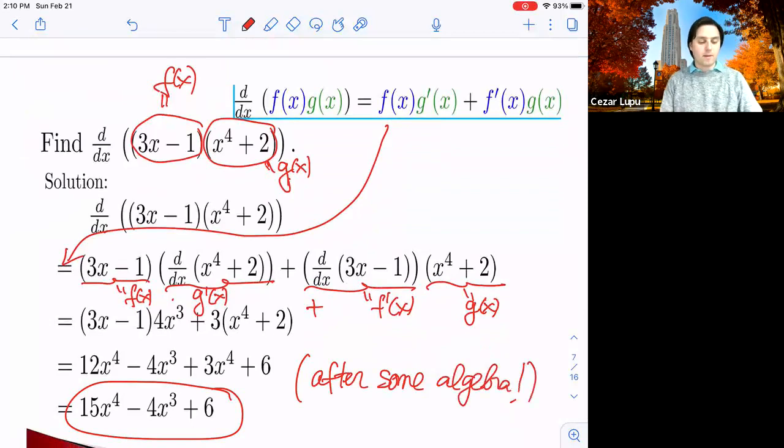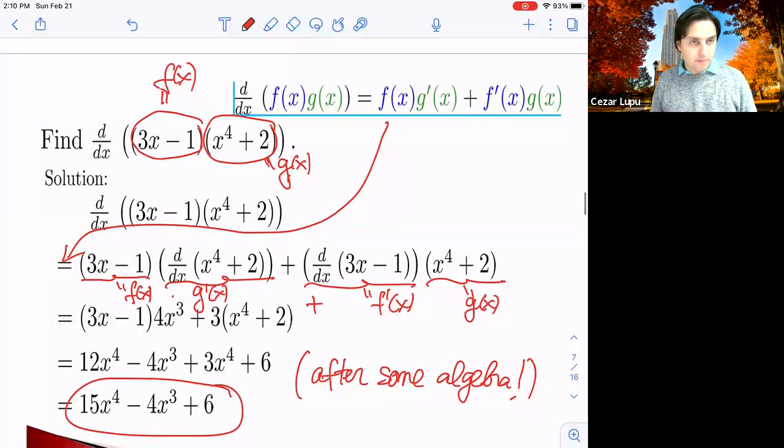Okay. I'm sure you can do the algebra. There is no point of explaining things. You just multiply, you FOIL the parentheses, and you can easily see what's going on. All right, that's the first example.